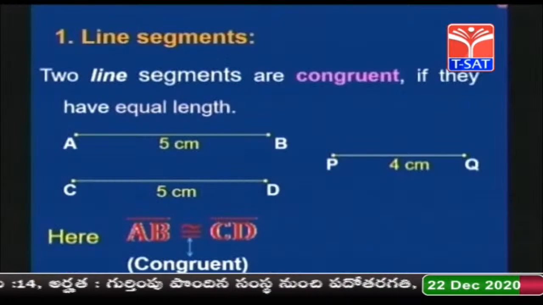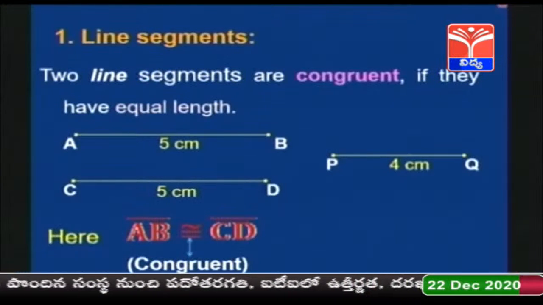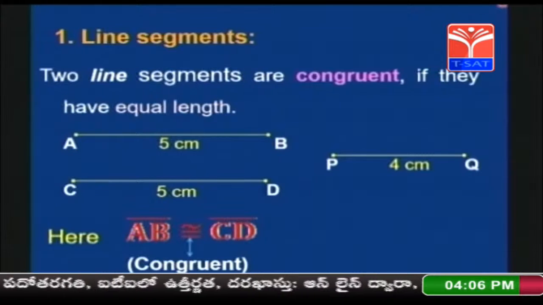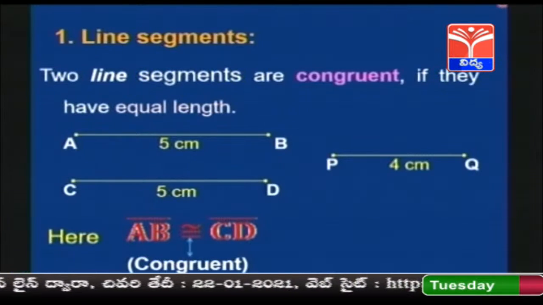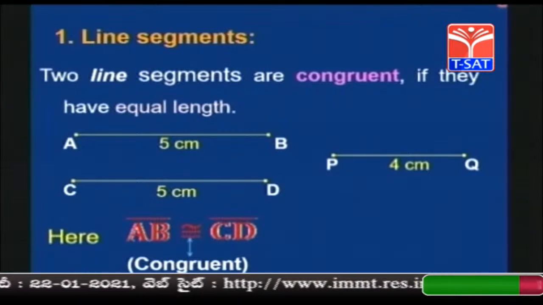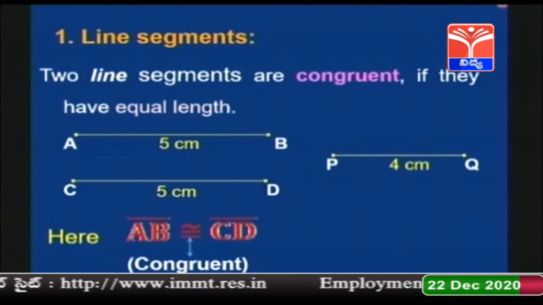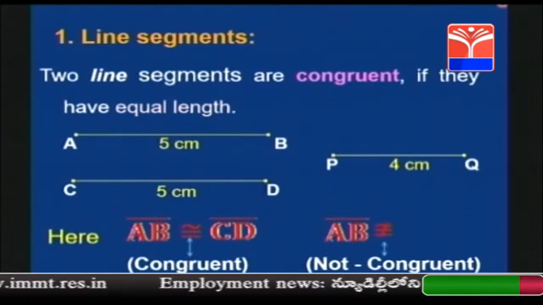Now my question, what is the relation between AB and PQ? Are they congruent? No, because they do not have equal length. AB is 5 centimeters and PQ is 4 centimeters. They are of different lengths, so they are not congruent, and we denote it like this: AB is not congruent to PQ.